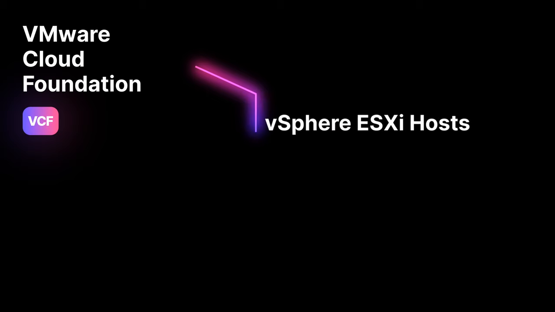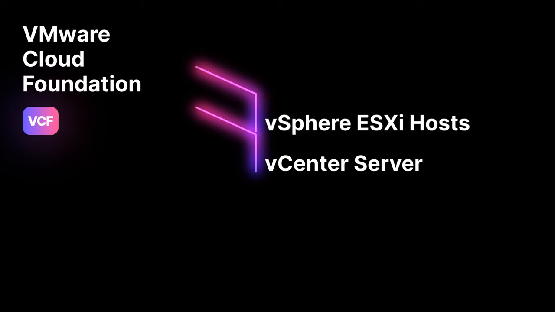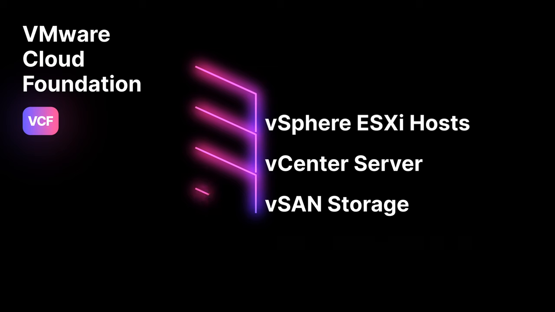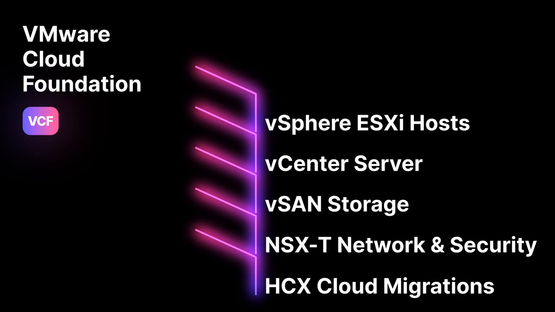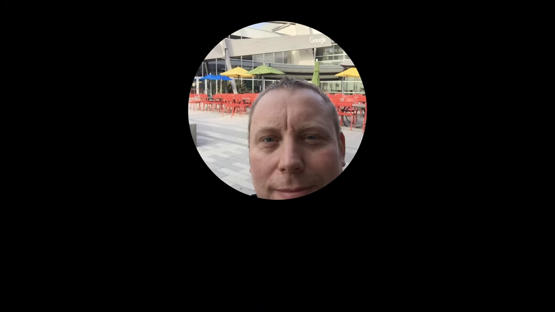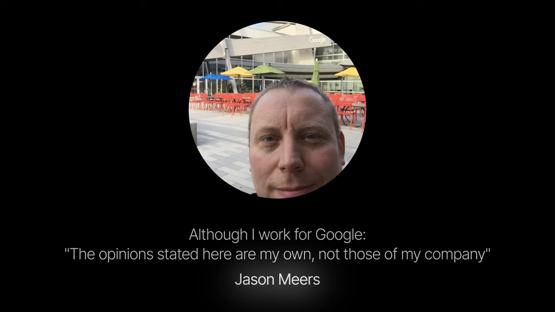Google Cloud VMware Engine consists of the following components, also known as VMware Cloud Foundation or VCF: ESXi hosts, vCenter Server for VM management, vSAN for storage, NSX-T for networking and security, and HCX for hybrid cloud connectivity and data center migrations. In the next section, we will cover the management components.